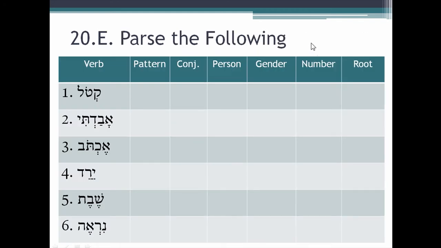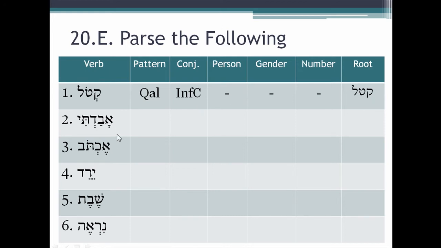Parsing. Again, these should be pretty easy for you. Look at the first one, ketol, shava holam. That screams infinitive construct. And that's what we have. We have a kal infinitive construct from katal.